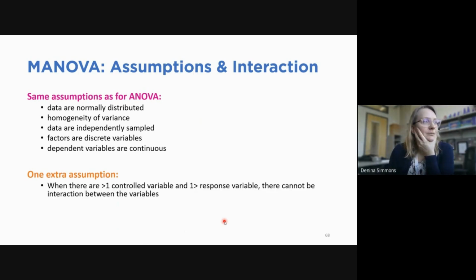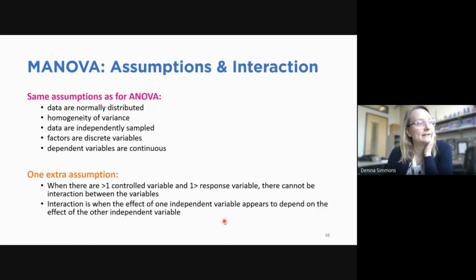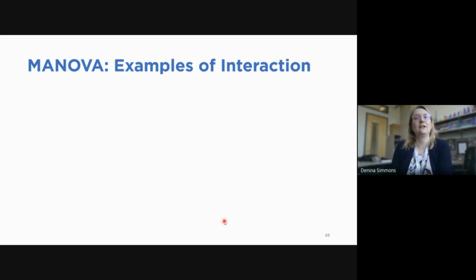There's one extra assumption that's not the same as you would have for ANOVA, and that's when there's one controlled variable and one response variable, there cannot be interaction between them. Interaction is when the effect of one independent variable appears to depend on the effect of the other independent variable, which suggests that they are not independent. And in fact, they may be dependent on each other or influenced by a nuisance variable that you have not yet identified.